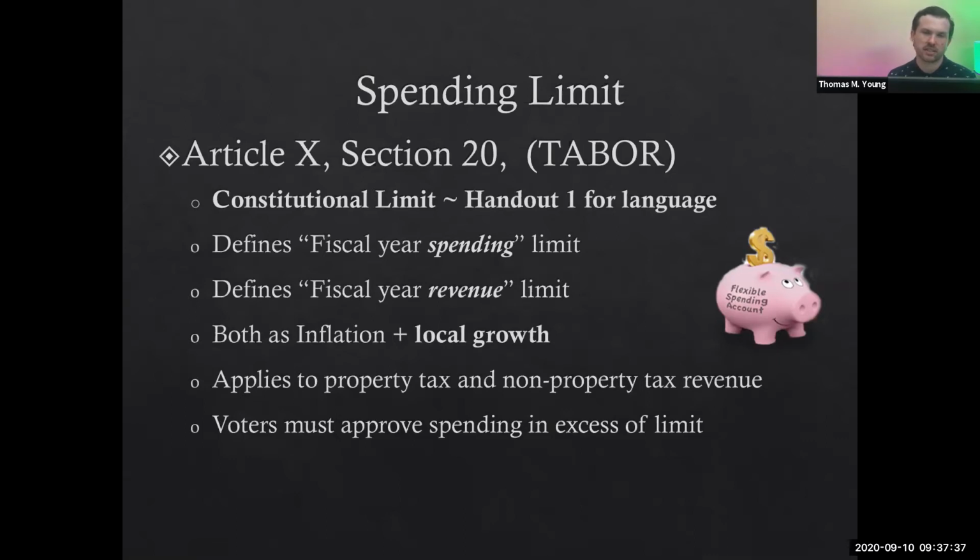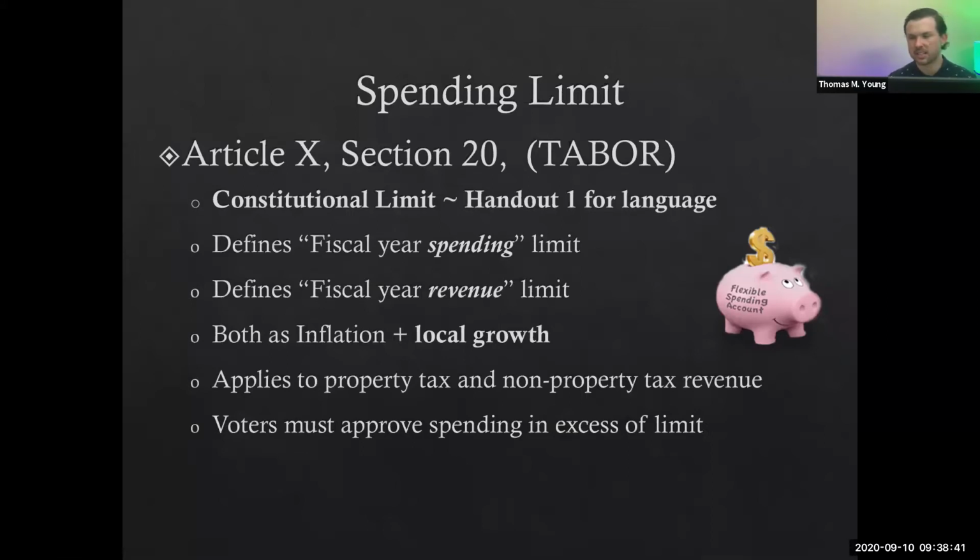So the first thing that we're going to look at is fiscal year spending, fiscal year revenue, and local growth and inflation. The main premise behind this limit in TABOR is that it says entities, you get the same amount of money that you had last year, plus local growth, plus inflation. Depending on whatever those two factors end up being, that's what the language was written to limit the growth of local entities. That applies to property taxes and non-property tax revenue as well. And in order to exceed that limit, they have to go to the people and ask them, can we have more money than what is written in the Constitution?